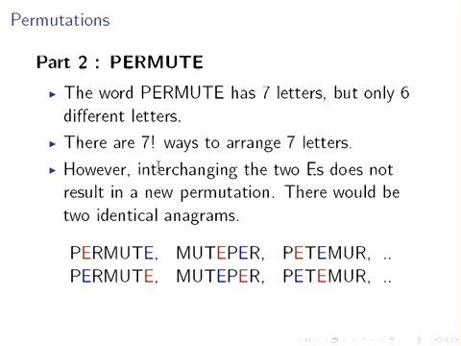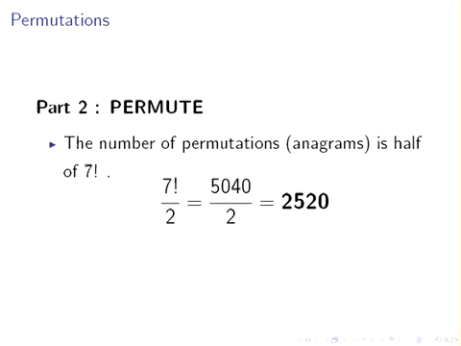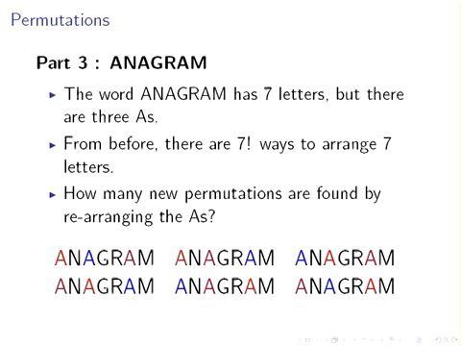So essentially what we're going to do here is divide the total number of permutations by the number of copies we have. So the answer is half of 7 factorial. 7 factorial is 5040. So the number of anagrams of the word permute is 2520. And that cuts out all the copies. So that is part 2. Now what we're going to do is look at part 3.